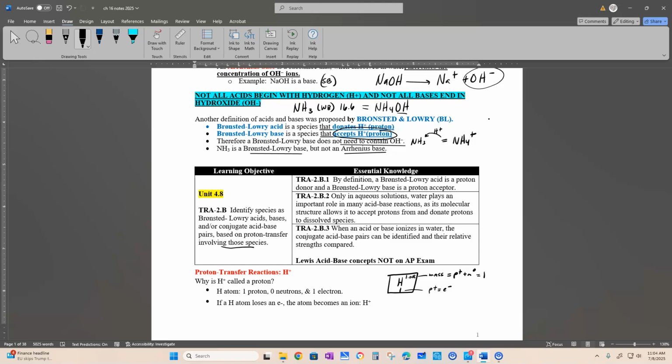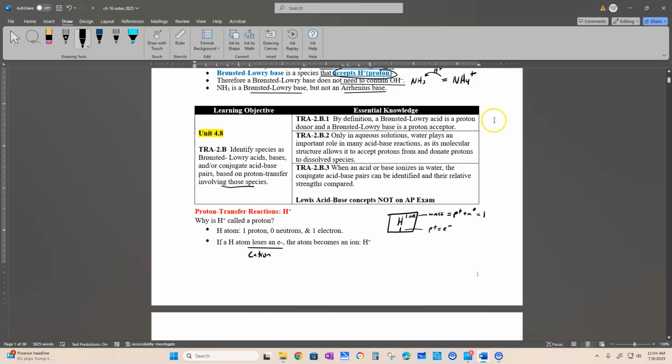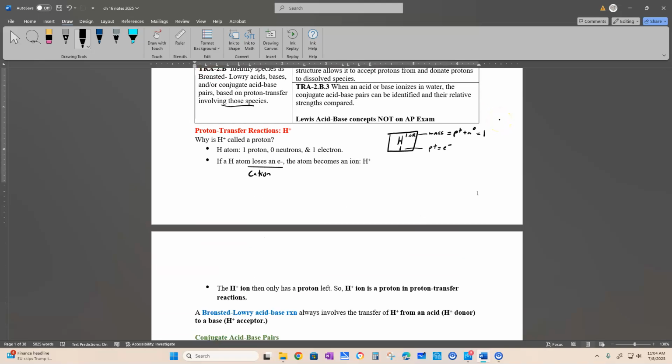Well, what happens if we lose an electron, the only electron that he has? It becomes a cation, H+. So then what's left over? All you have is a proton. It has no neutron, and the 1 electron that he had is missing. So that's why we call it a proton. So H+ is what we call a proton in a proton transfer reaction.